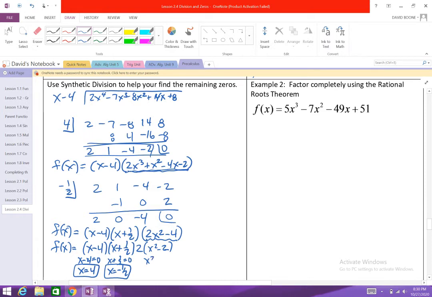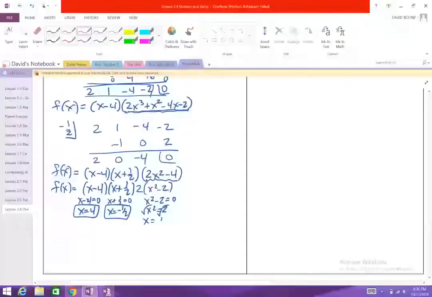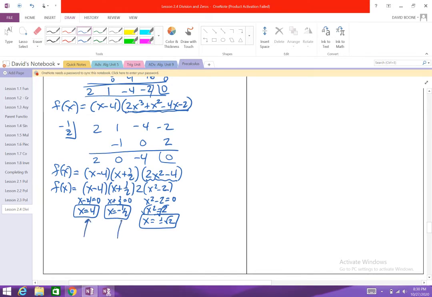But if I set this x squared minus 2 equal to 0, I get x squared equals 2. Square root both sides, and I get x equals plus or minus the square root of 2. These are the irrational roots. So that's all 4 of the roots I have: 4, -1/2. And remember from that graph, there were those other ones that weren't right on the line. So it was just that negative root 2 and positive root 2.